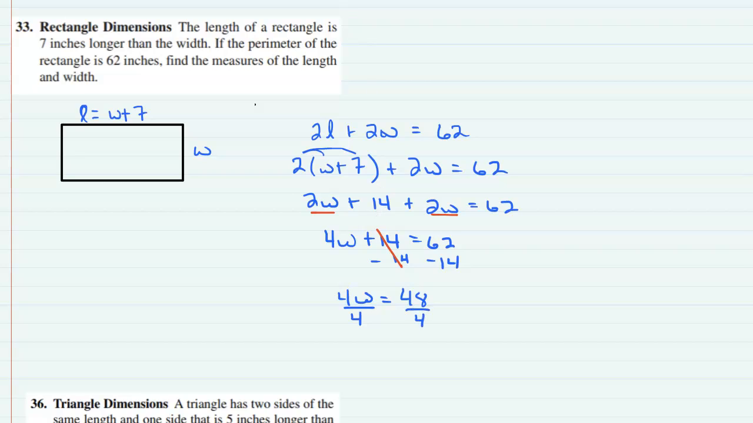So now it divides out. Remember, 4 divided by 4 just equals 1. So now we end up with W equals 48 divided by 4, which is 12. So the width is 12. So that means that this is 12. Don't stop there, because the question is find the measures of the length and the width. The length and the width. So we need to do both. So then the length is going to be 12 plus 7, which is 19. So we've got 19 as the length and 12 as the width.